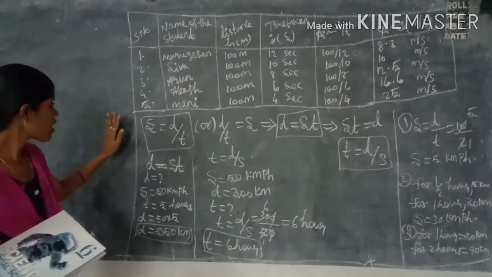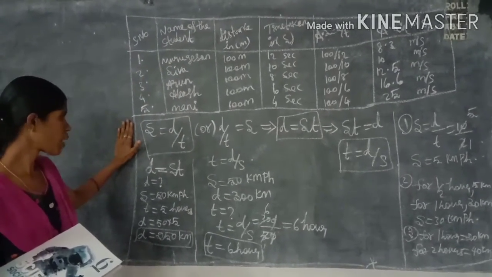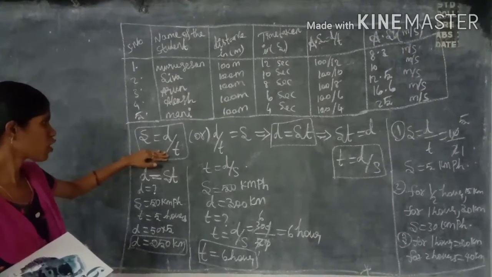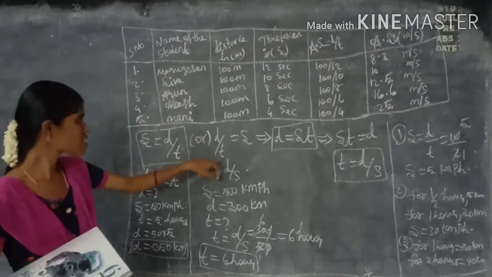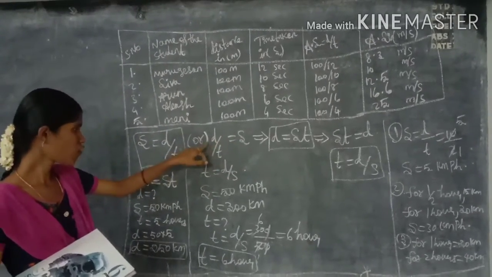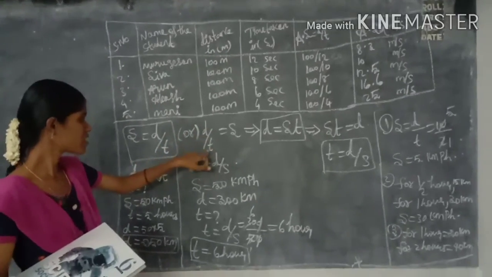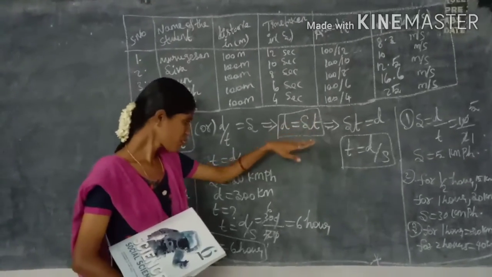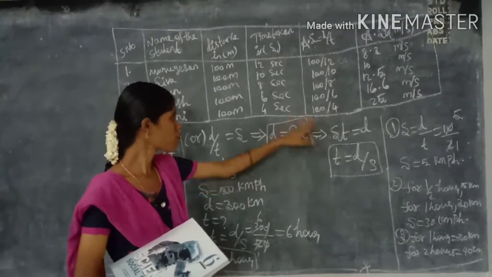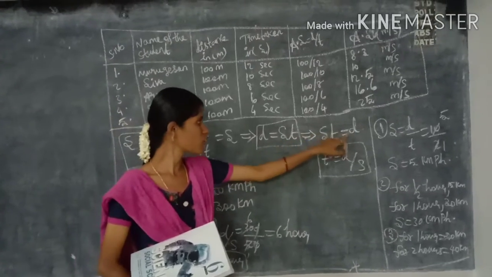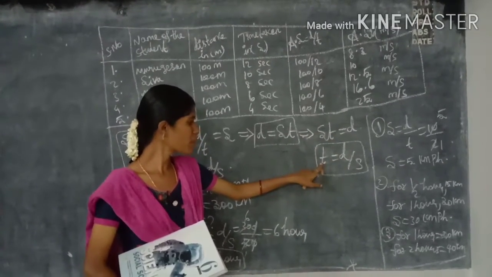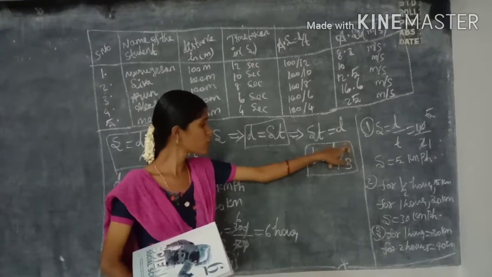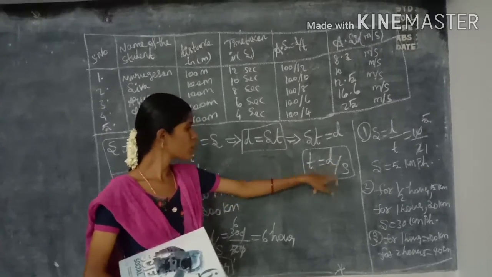Next, we already know that the formula for speed or average speed is distance by time. From this formula we can find the distance formula. d by t is equal to s. To find only the distance, the time goes to the other side. So d is equal to s into t. And from this formula we can find the time formula. We have s t is equal to d, and to find only the time, the s goes to the denominator. So t is equal to d by s.